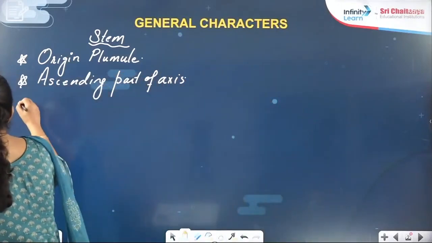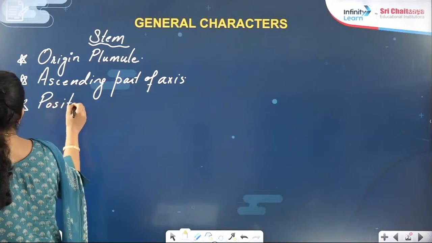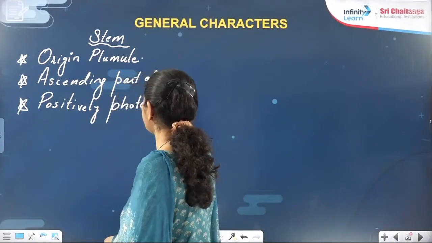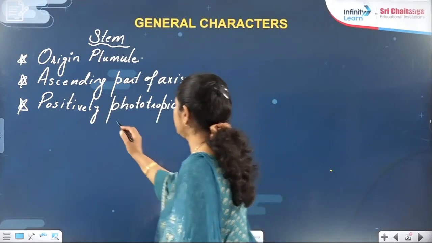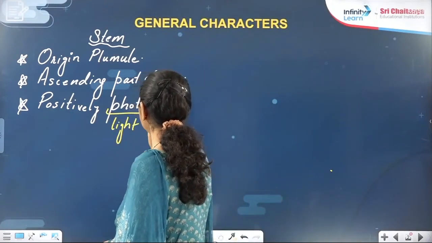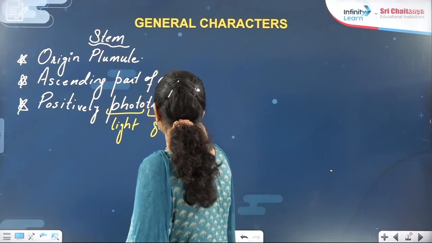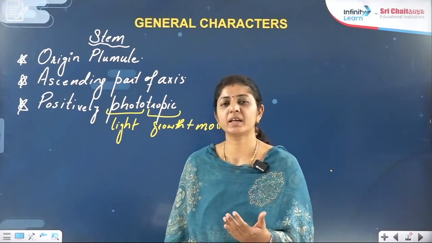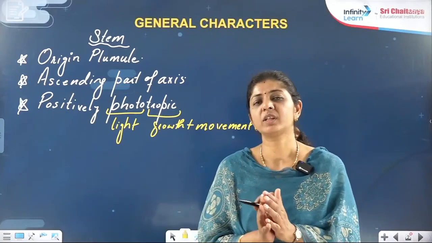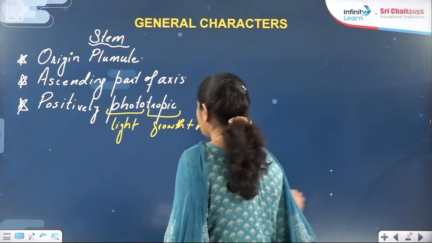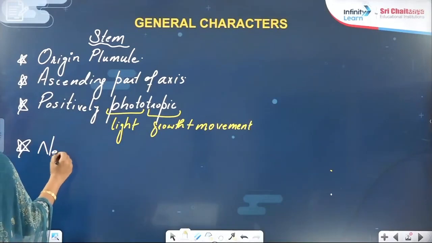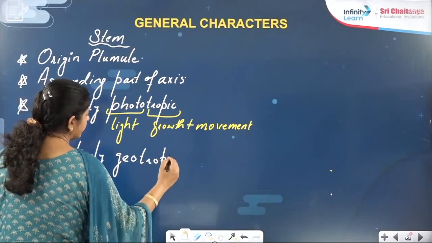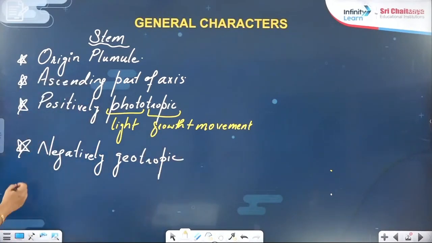And moreover, the stem is positively phototropic. Again, let me say, photo means light, right? Keep analyzing the thing here. Here photo means light, and tropic means growth plus movement. Both are happening. Here the word is not trophic. I am repeating this again and again because they will make a trap of the question based on those words only, right? Next, it will be negatively geotropic. Against the gravity it is going, or away from the ground level it is going.